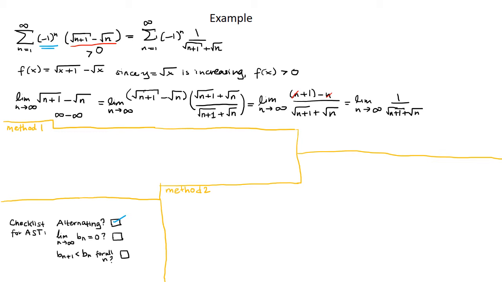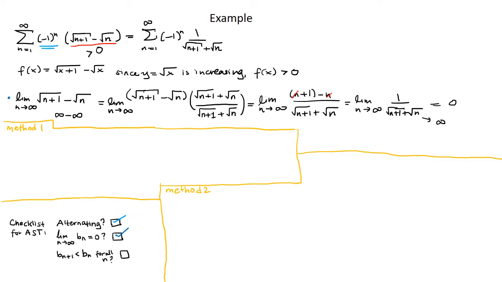Okay, now though, we have a form that's not indeterminate. When we take the limit, our denominator is approaching infinity. It's getting very, very big. So its reciprocal is approaching 0. And so we satisfy this second condition that we need for the alternating series test. Finally, we need to check to see if our terms are decreasing in magnitude.